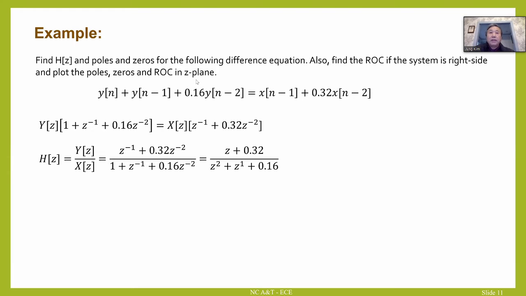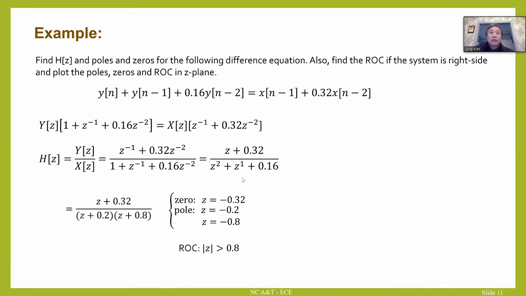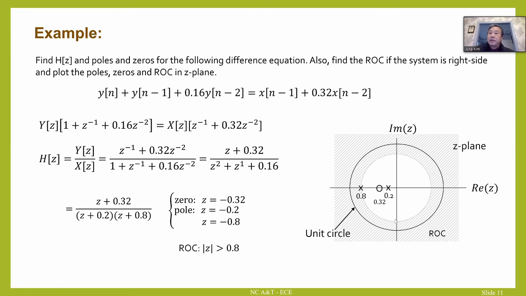Okay, and then we can factor. After we factor, we can find the zero is z equal to minus 0.32, and the poles are minus 0.2 and minus 0.8. So the region of convergence is the magnitude of the largest pole, 0.8, the exterior of a circle.